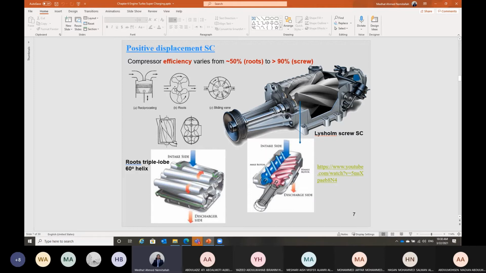Air is coming here at the inlet where the volume of the air is big. This volume will be trapped between the blades into a smaller volume, and then it will be compressed and leaving from the other side.